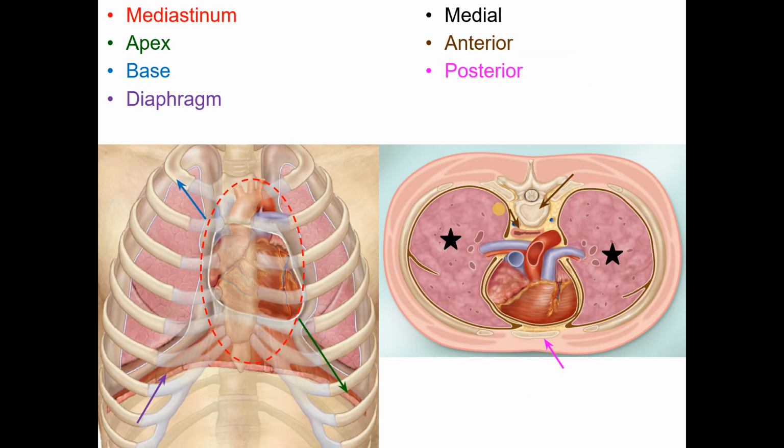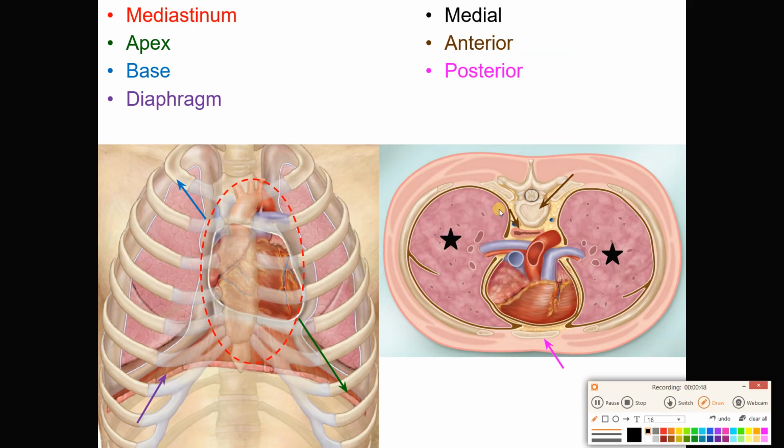All right, so the heart, of course, is sitting in that space between the lungs. So here is a lung on the right, here is a lung on the left, and the space between the lungs is the mediastinum. And the heart sits in there.